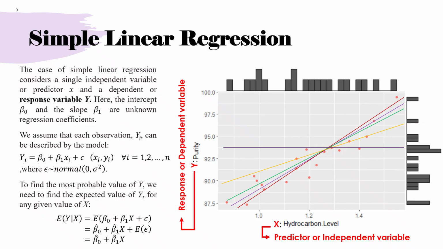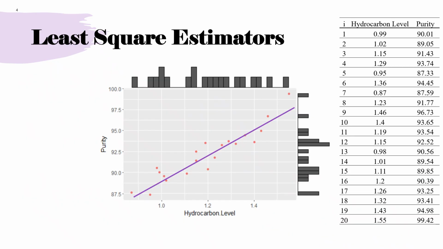Our goal is to select the values of beta 0 and beta 1 that result in a line that best fits the observed data, meaning it comes as close as possible to the observed values across all data points. For all 20 observations, we already know the hydrocarbon levels and their resulting oxygen purity. Let's assume that we have a fitted line such as beta 0 hat plus beta 1 hat times x.